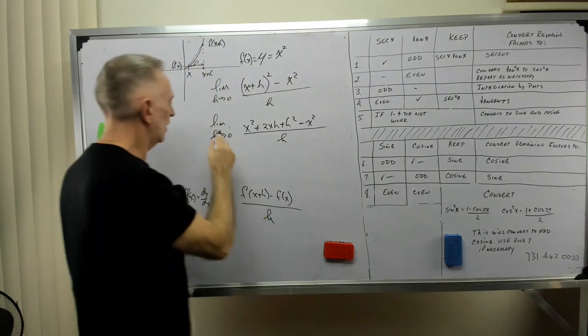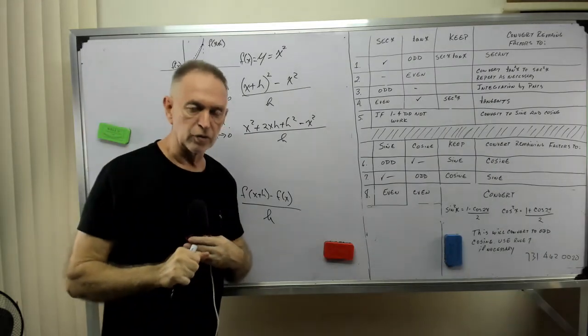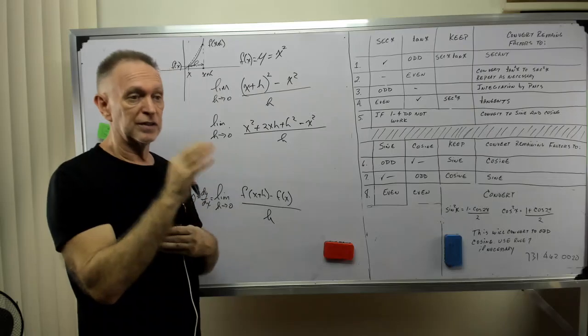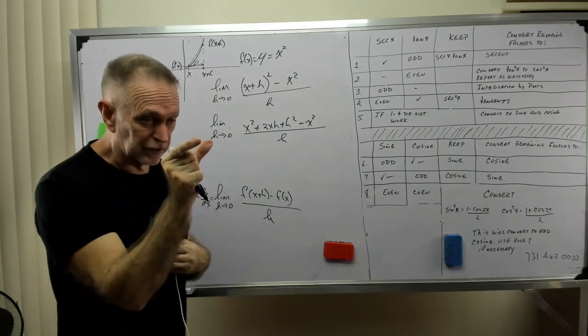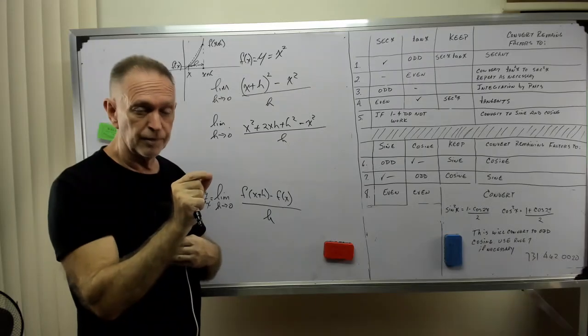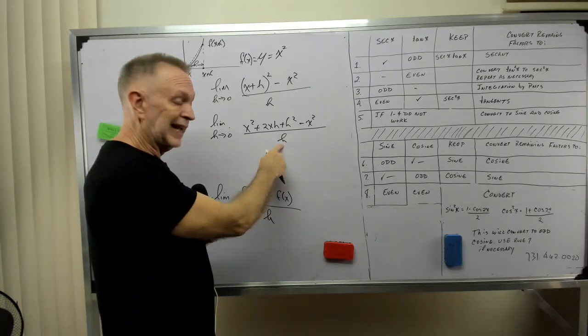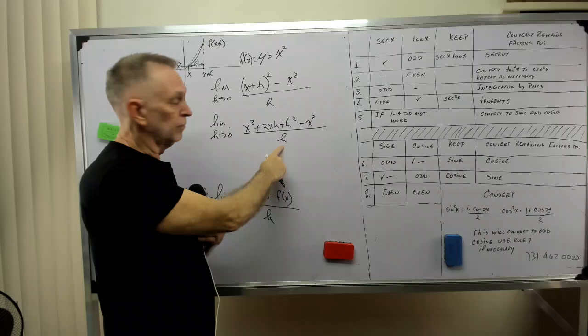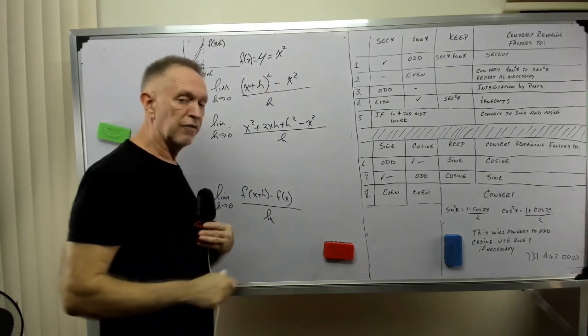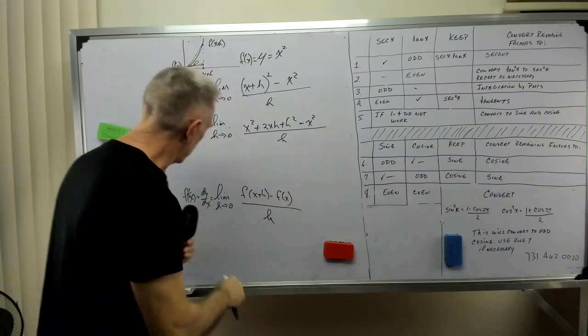Now I should have defined what a limit was for you high schoolers. The limit as h approaches 0 just says I'm going to look at this thing as h gets closer and closer and closer to 0. Now you'll notice h can't equal 0 right now because it's undefined. I can't just say, oh, 0, undefined. No, let's not do that.